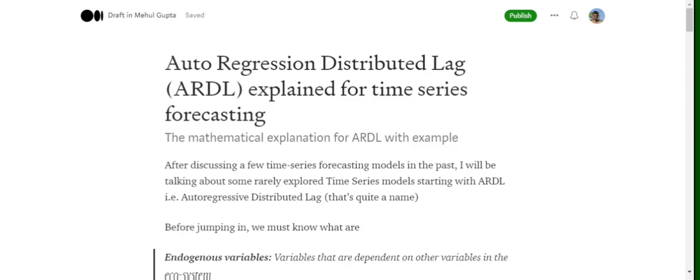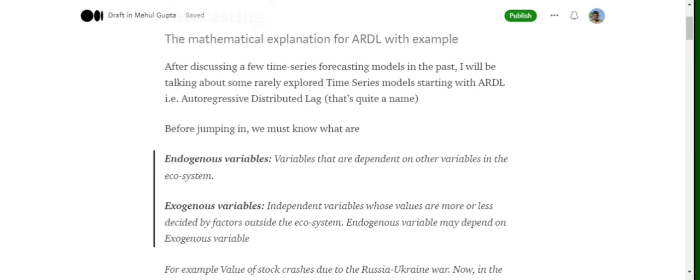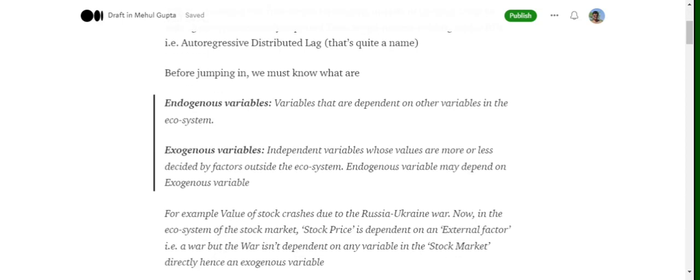So before we move ahead, let's understand what are endogenous variables and what are exogenous variables. In any ecosystem, the variables that are dependent on other variables in the same ecosystem are called endogenous variables, while exogenous variables are the ones that are independent in nature, so they are not affected by any variable present in that ecosystem.